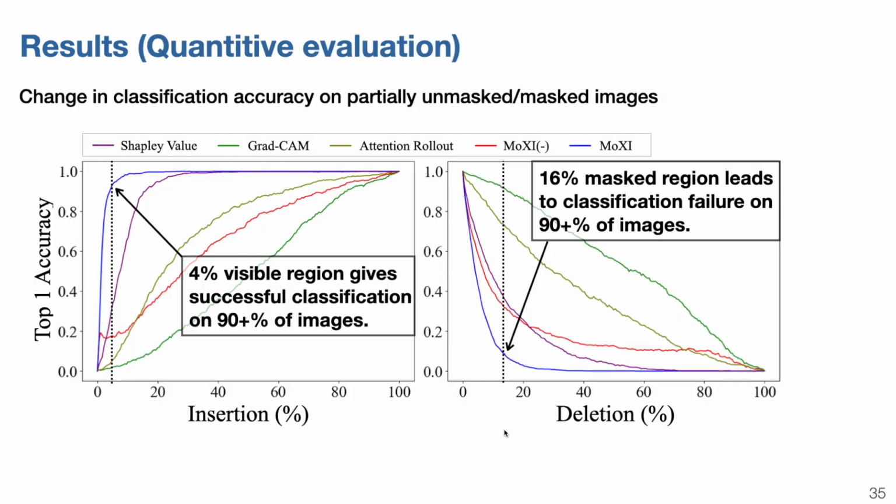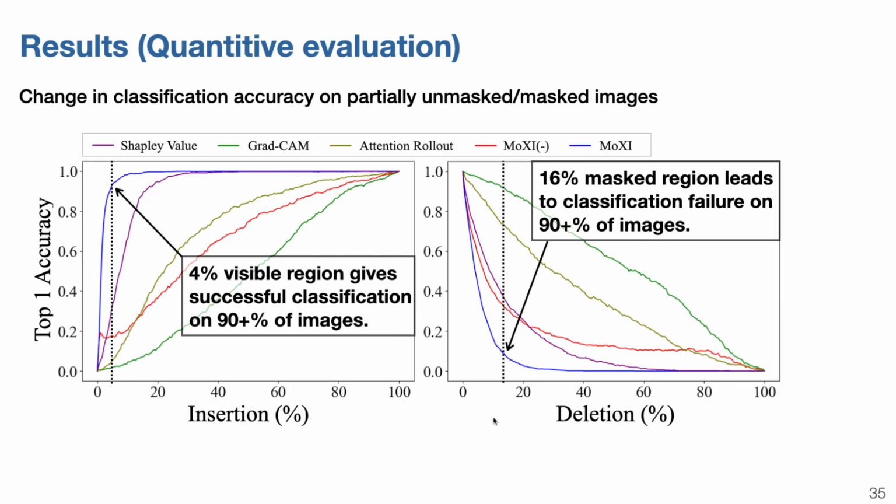Next, we show the experimental result. In insertion and deletion curves, we analyze the change in classification accuracy on partially unmasked or masked images. The idea behind the insertion curve is that the model can successfully classify using only the important patches. The horizontal axis represents the unmasked image rate. Our method performs best when fewer patches are unmasked. Interestingly, with only 4% visible part of each image, our method achieves 90% accuracy, while GradCam and attention rollout achieve less than 5% accuracy.